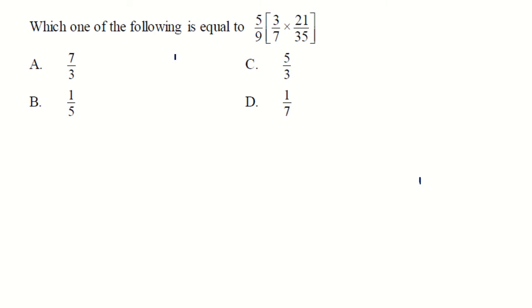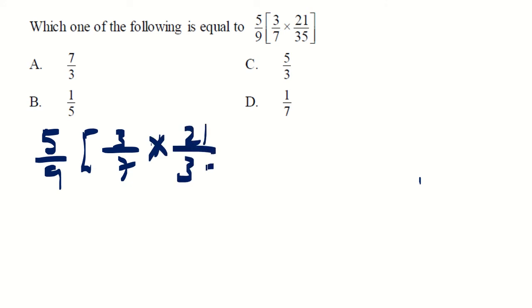The next question, which of the following is equal to 5 over 9 in bracket 3 over 7 times 21 over 35.